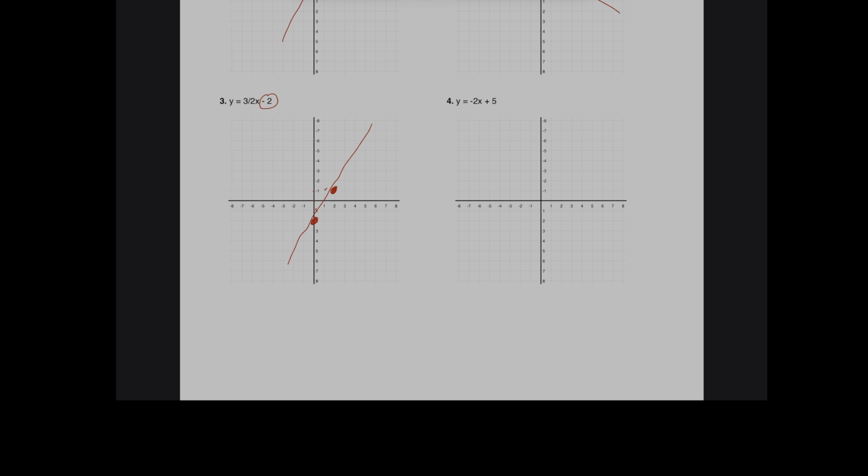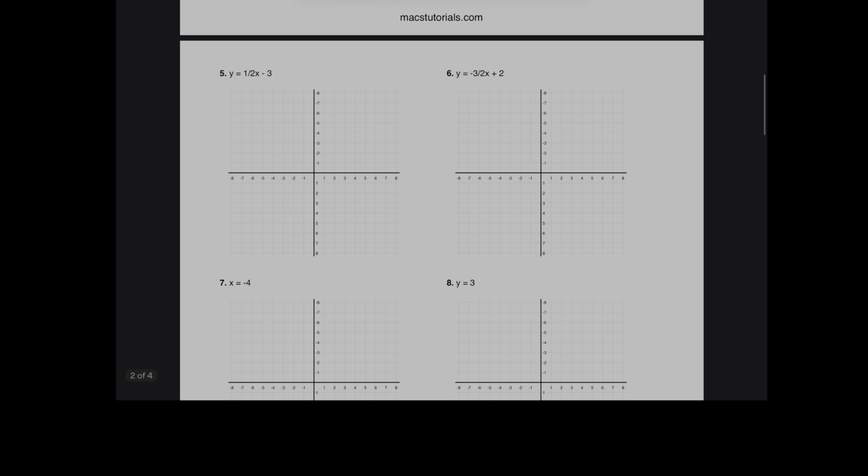Okay, number 4, our starting point is going to be plus 5. And we're going to do a slope of negative 2 over 1. Down 2 over 1, down 2 over 1. How many do you need to do? Well, you only really need to do 1. Now, if you do more than 1, your line might look prettier. But you only need 2 points to make the line.